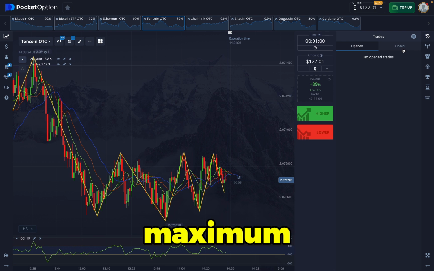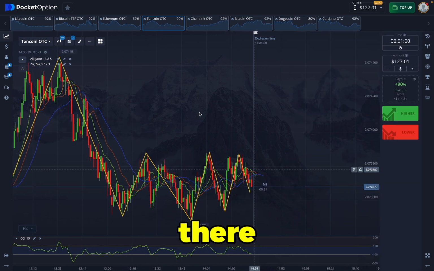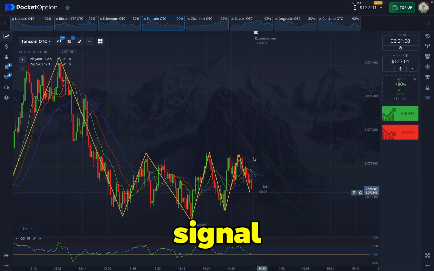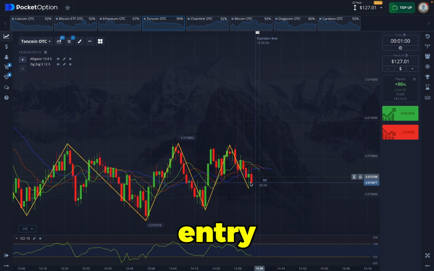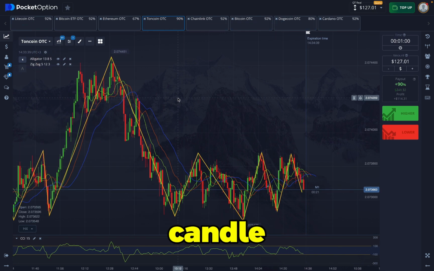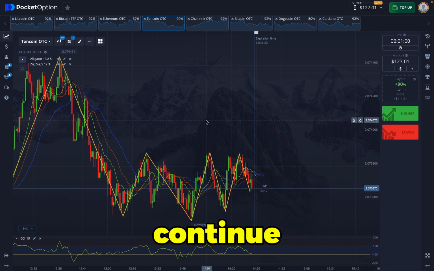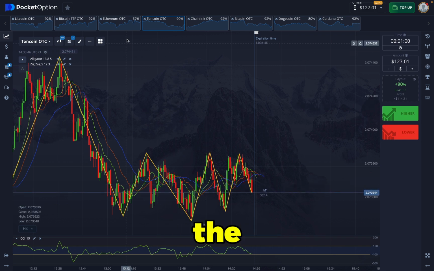Again, I will set the maximum for the next opening. And I will also tell you that there was a fairly reliable signal here. That's a basic principle of entry and operation of this strategy. And as you see at this moment, I hit the candle and close the deal in A+. Great. Let's continue further training and select the next asset.